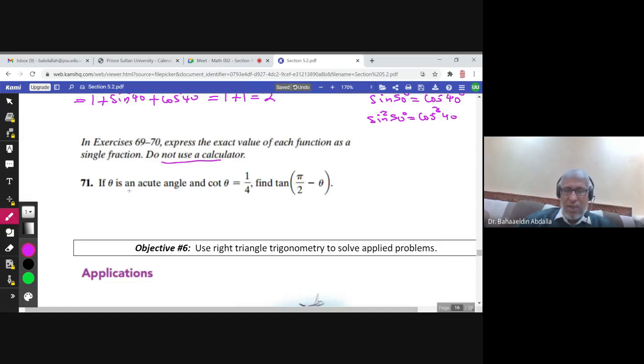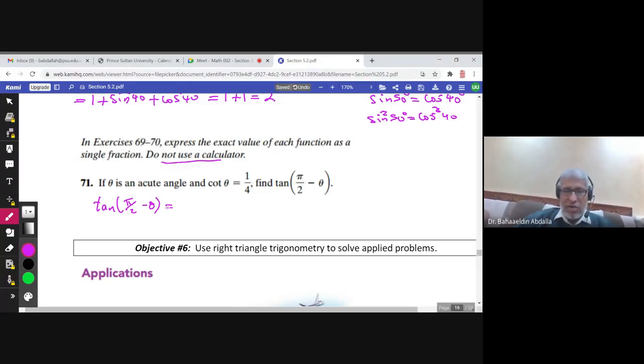If theta is an acute angle and cotangent theta equals 1 over 4, find tan of pi over 2 minus theta. So what is tan pi over 2 minus theta? Express the exact value as a single fraction. So the answer should be a single fraction.